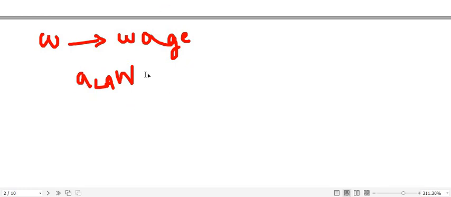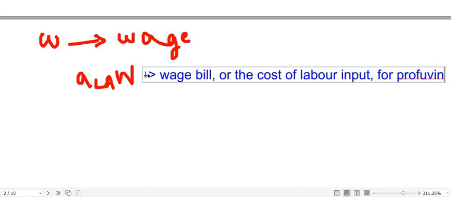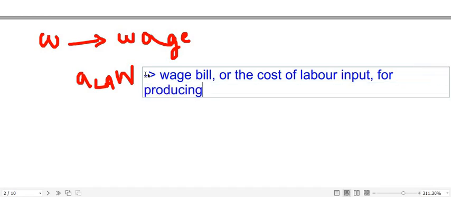This is actually my wage bill. So this is the cost of labor input basically. This is the wage bill or the cost of labor input for producing 1 unit of agricultural output.